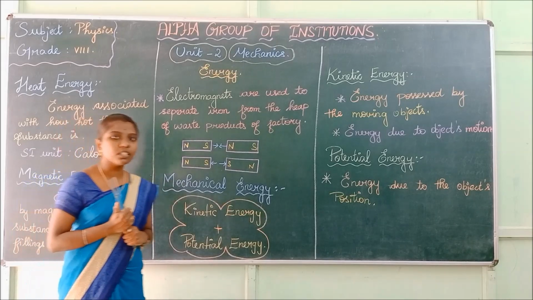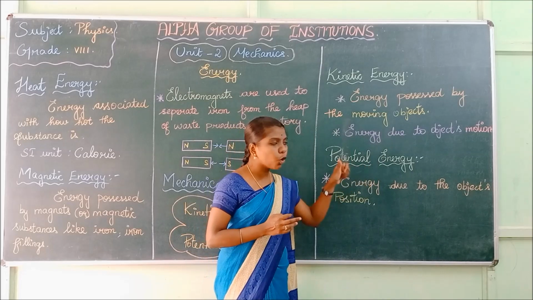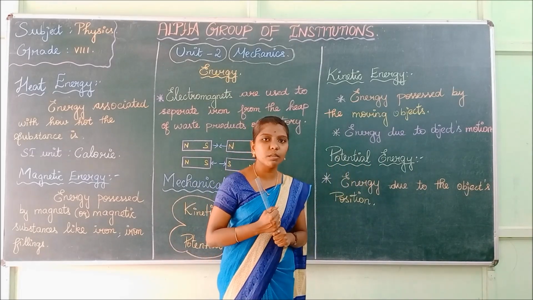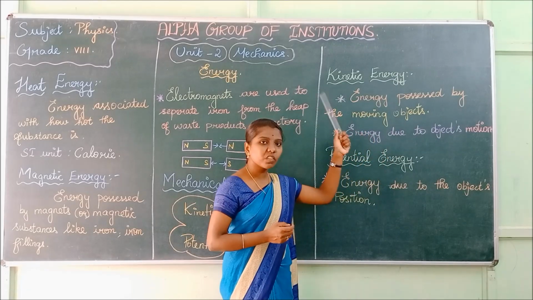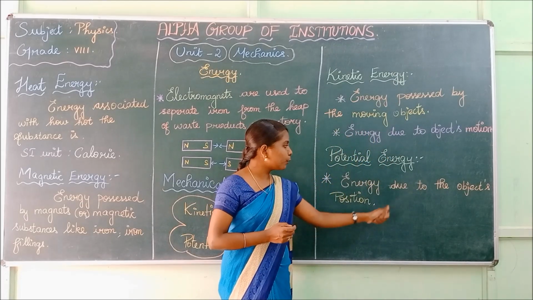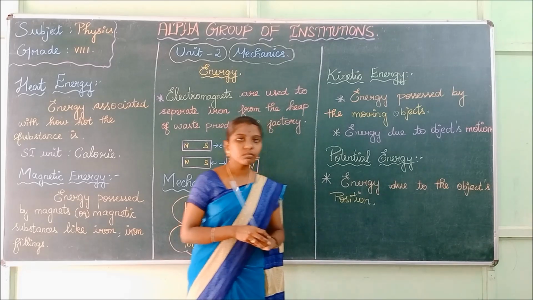Kinetic energy is the energy that is possessed by moving objects. Energy due to an object's motion. Motion is nothing but movement. Energy due to an object's motion is said to be kinetic energy. Energy due to an object's position is said to be potential energy.